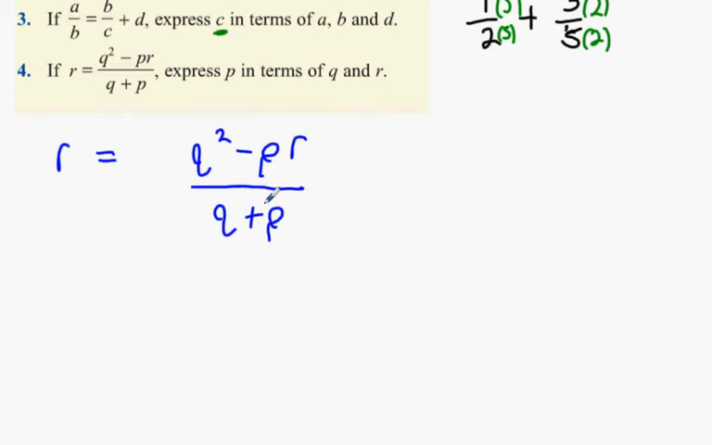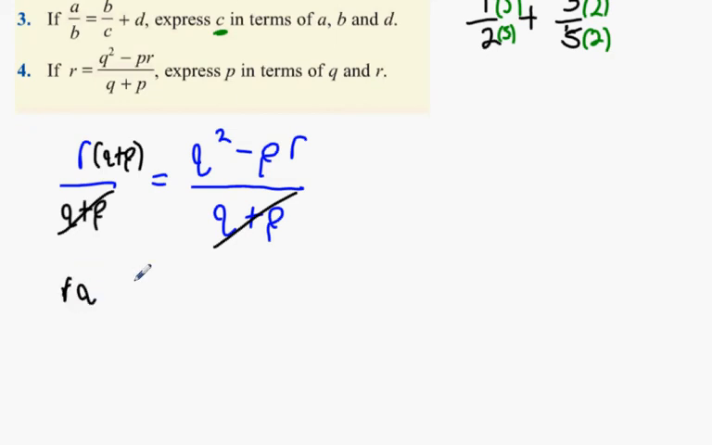Okay. The R looks across and it says, I haven't got a denominator, so what I'm going to do is take that Q plus P top and bottom. So Q plus P on the bottom and a Q plus P on the top. Q plus P cancels. Is that alright? Multiply it out. RQ, I don't know why I wrote down P. RQ plus RP equals Q squared minus PR.